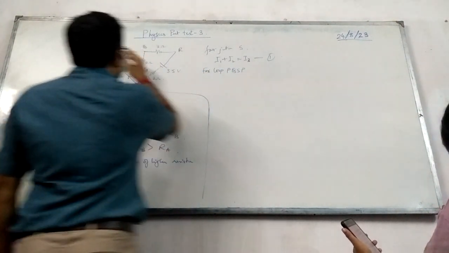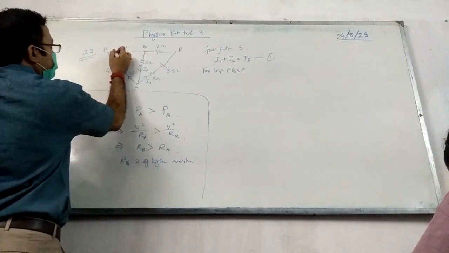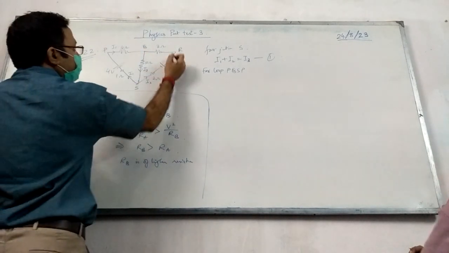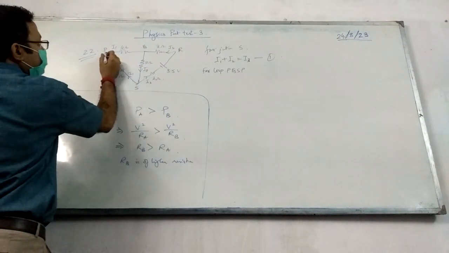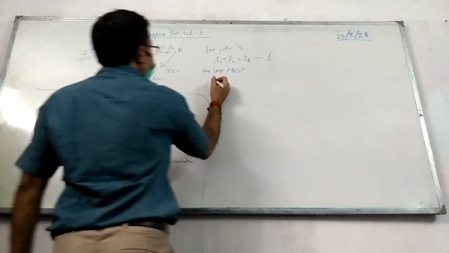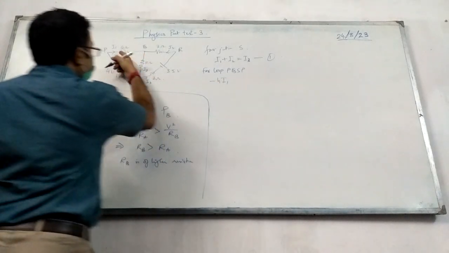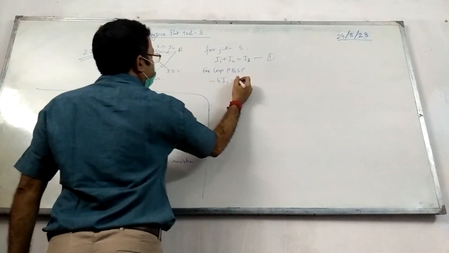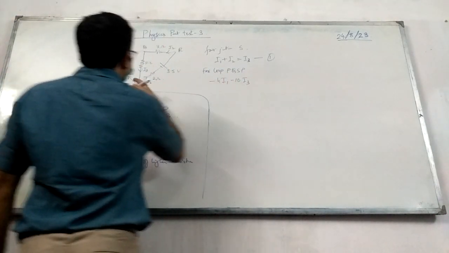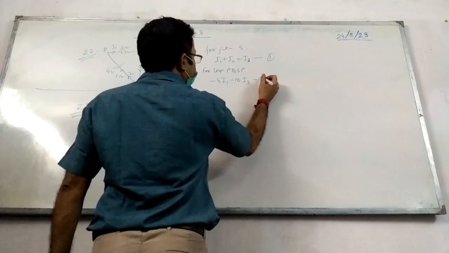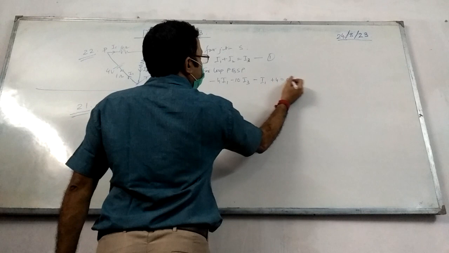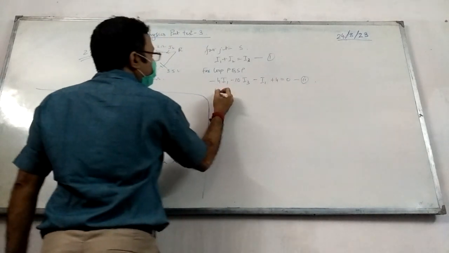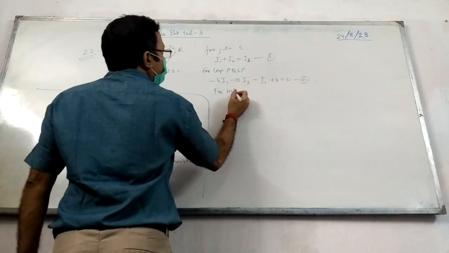And for loop PQSP में जाएंगे. If I1 is the current over here, it will remain I1 over here, and I2 is the current over here, it will remain I2 over here. ठीक है? So P से start करेंगे. There is a potential drop -4 I1, then Q से S तक -10 I3, then यहाँ से यहाँ तक -1 I1, and then +4 equal to 0. This is equation 2.